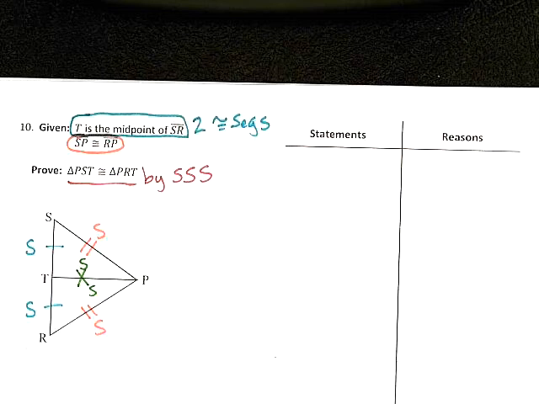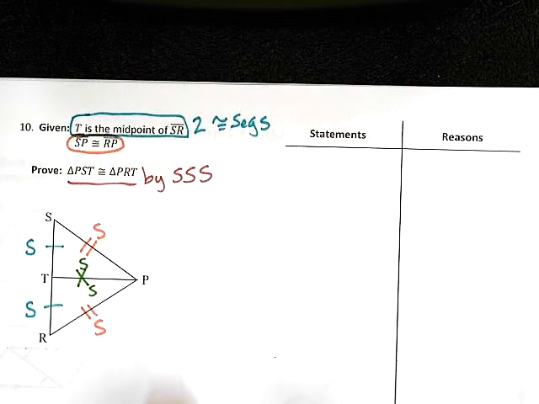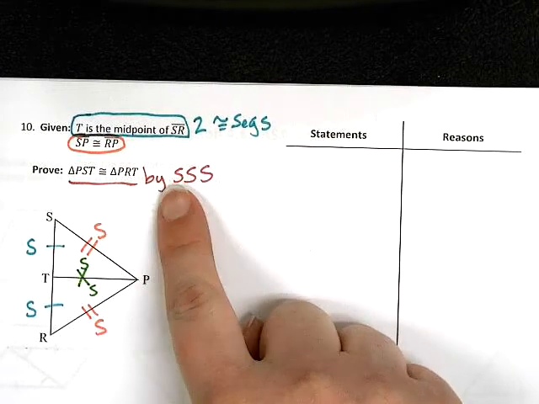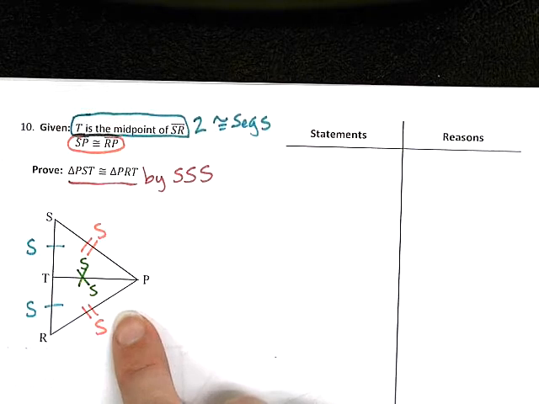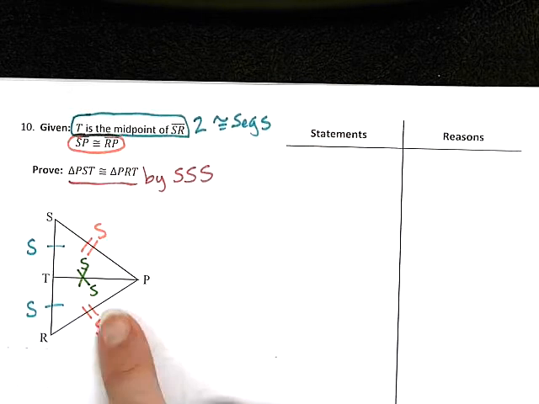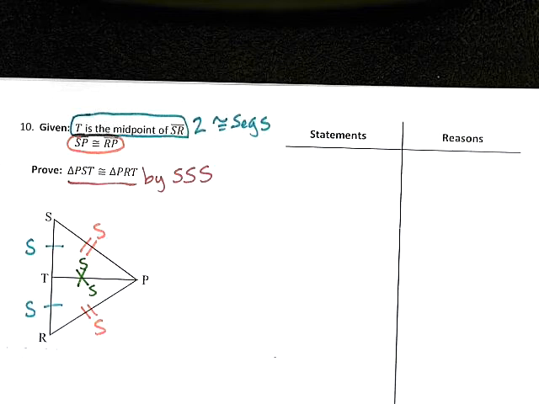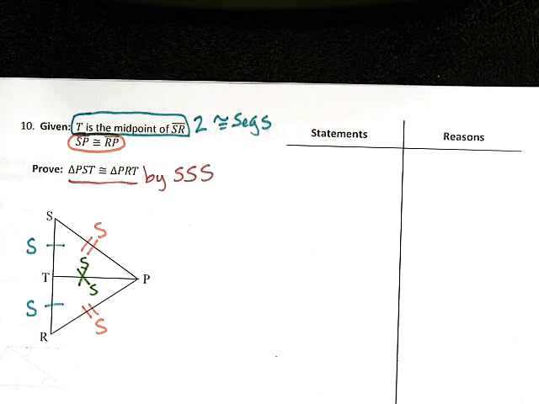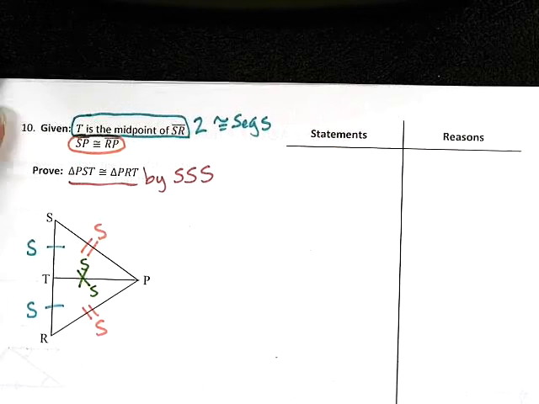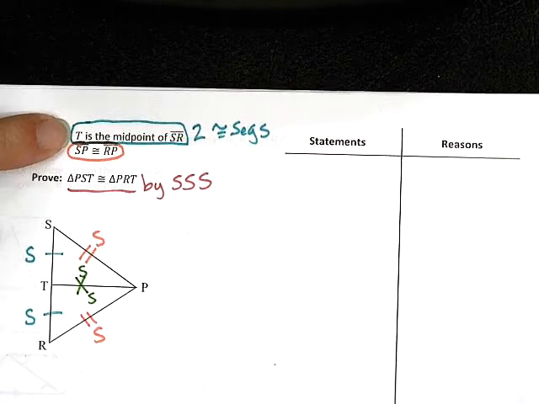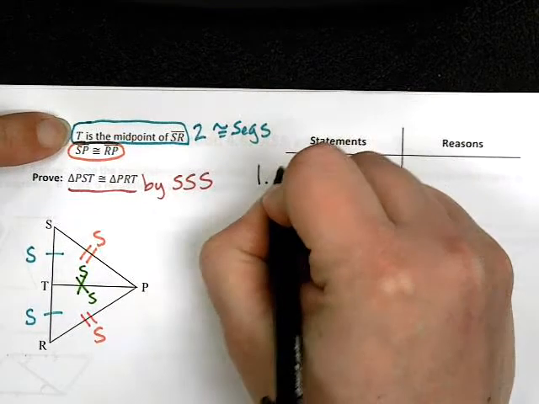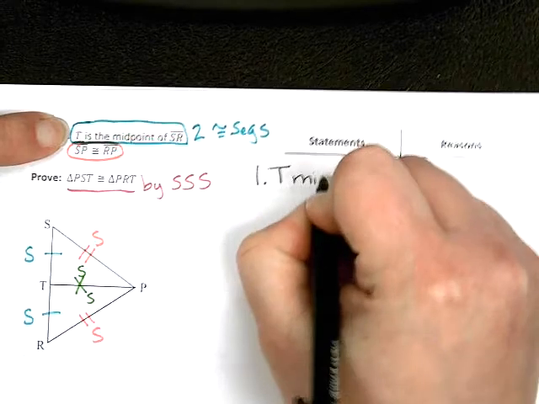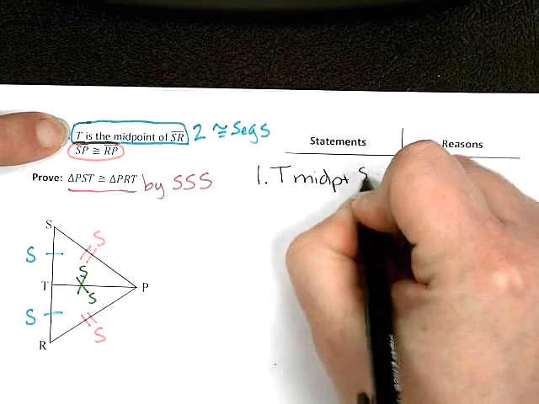Well, that's nothing new to you guys, right? We've marked diagrams before with this stuff, and we've been working on identifying whether triangles are congruent or not and how they are. That's not new. The new part is the writing it over here, right? So let's start with our givens, okay? The first thing we were given is that T is the midpoint of SR. So T is the midpoint of SR.